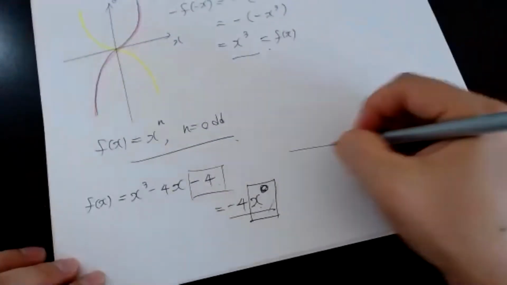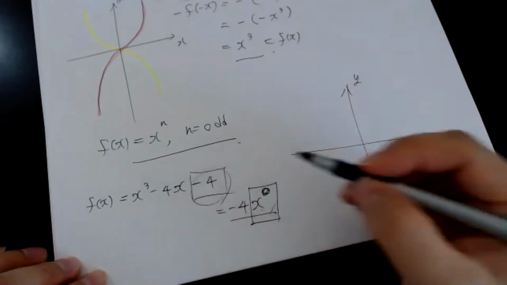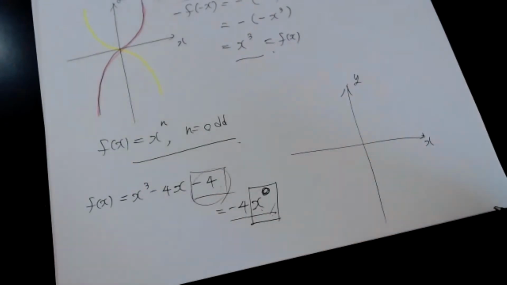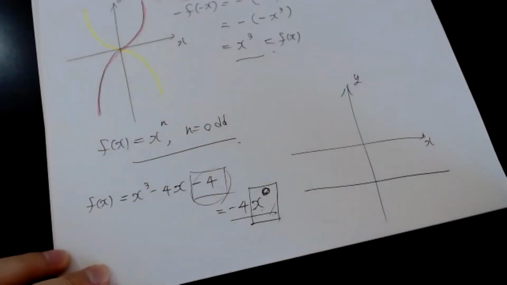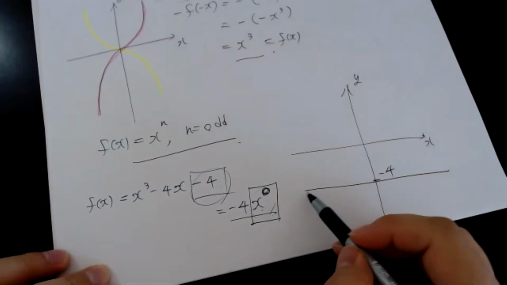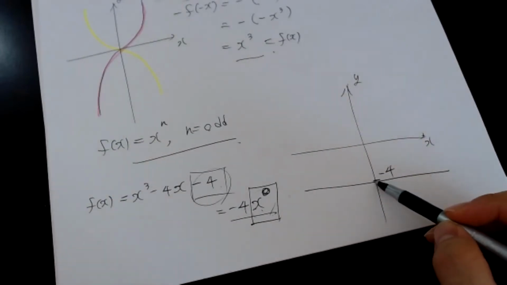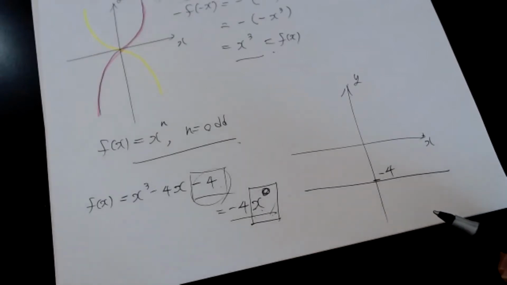Or you can just plot the graph of negative 4. y equals negative 4 is right there, right? It's right here, negative 4. So negative 4 is what? Symmetric about the y-axis. It means every single constant function must be an even function, symmetric about the y-axis.